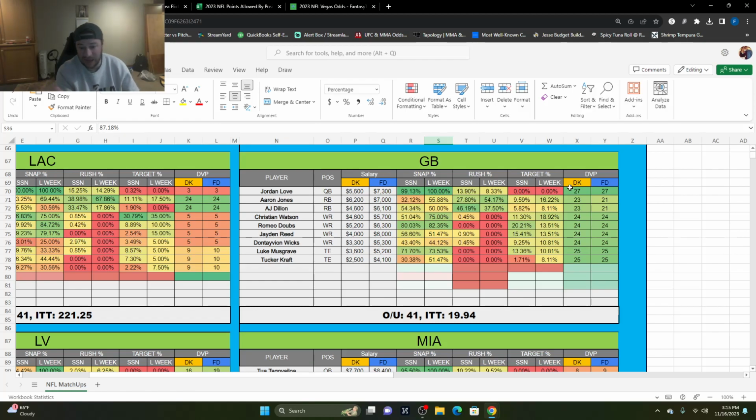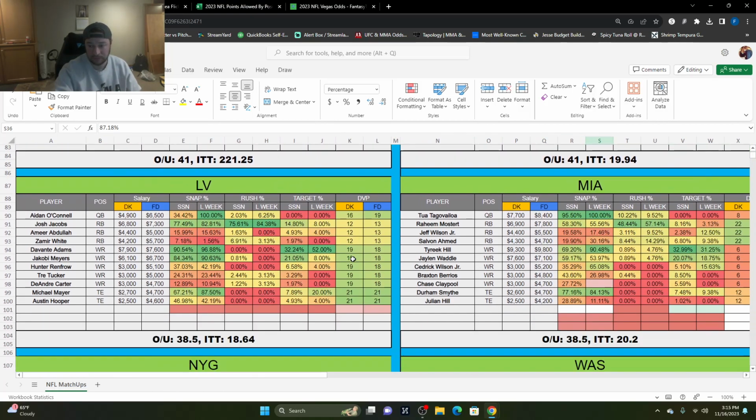This is where we get iffy. Watson's wide receiver 1, clearly. But he is cheaper than Doubs. He's got to be there. He's the number 1 guy. Doubs, Jayden Reed has been involved. Luke Musgrave has a ton of targets there. I would use Love, Jones, Watson, Doubs, and Musgrave in this matchup because of how bad the Chargers offense has been this year.